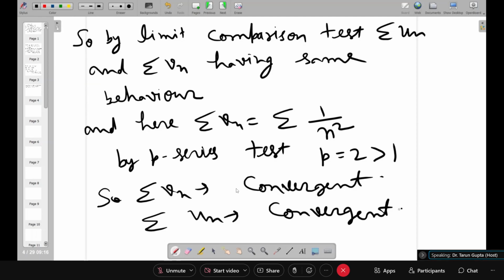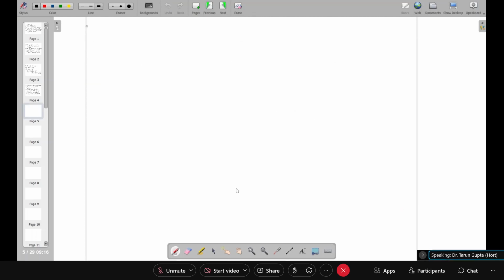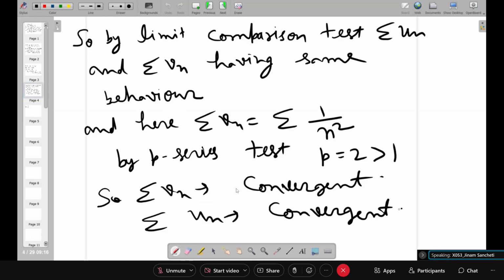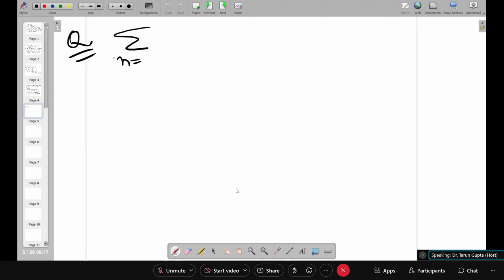Okay, now next example. Summation n equal to 1 to infinity cos 1 by n. This is our series.